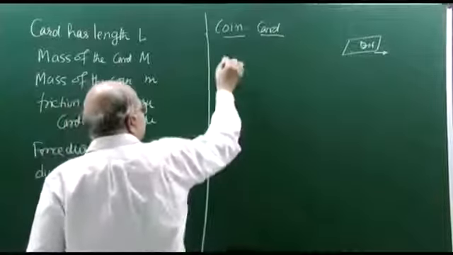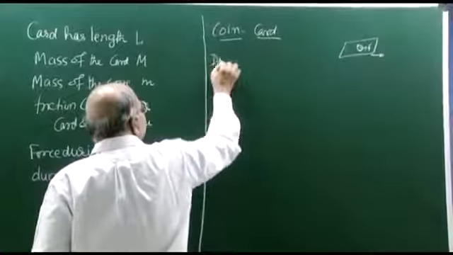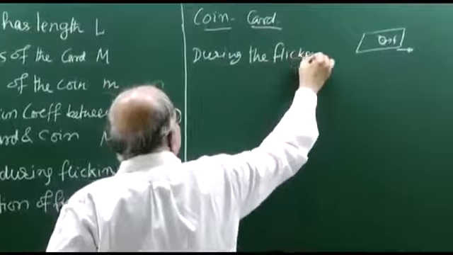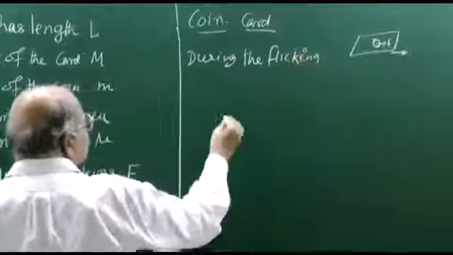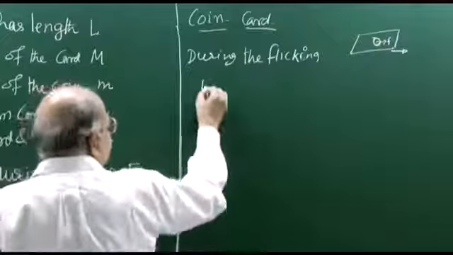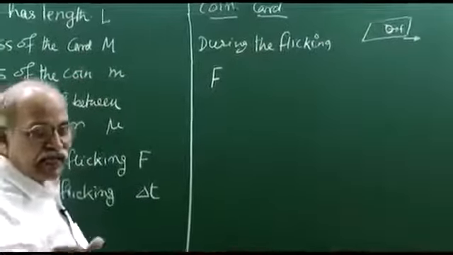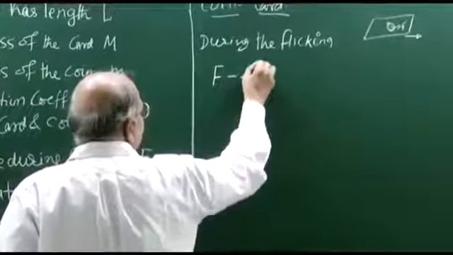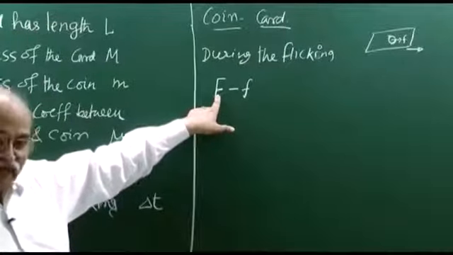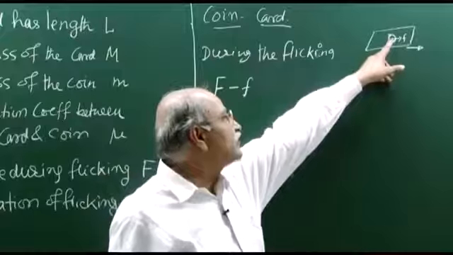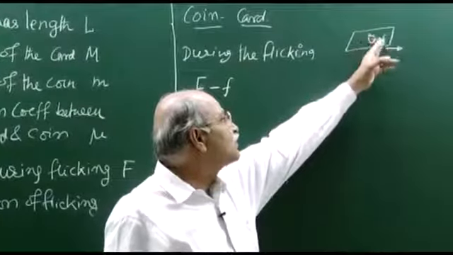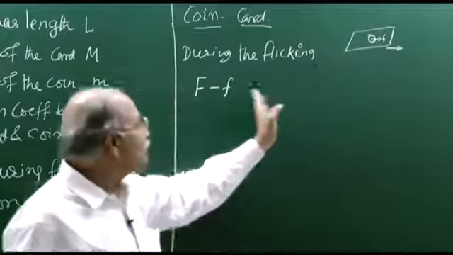So for the card, let's say during the flicking, the time interval is very small, remember. During the flicking, what are the forces on the card in the horizontal direction? First is this force F, which is in the forward direction, and then this frictional force f. This much force is applied on the card. This is the force with which I am flicking, and this is the frictional force because of this coin. Because as it moves, it slips, and therefore on the coin the force is forward, on the card the force is backward.